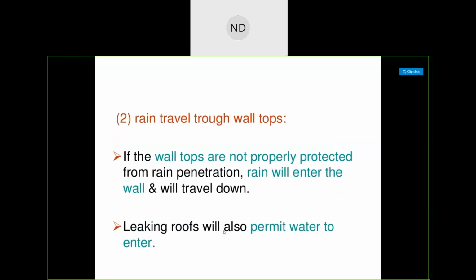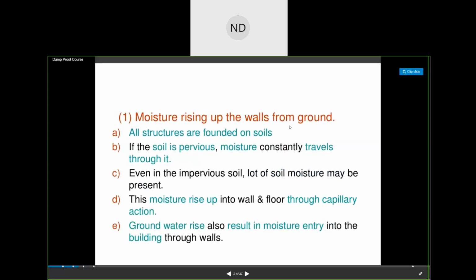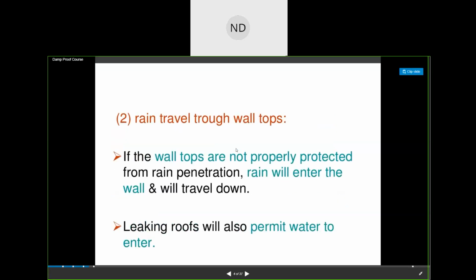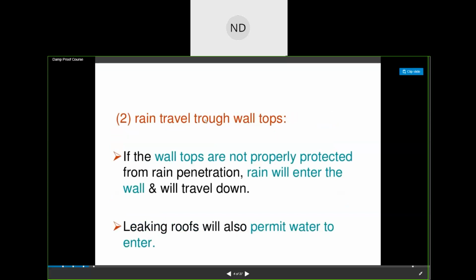Rain travel through is another reason. These are your reasons, that is how dampness may occur. So first is moisture rising up the walls from the ground because of impervious soil, etc. Another one is rain traveling through wall tops. This is your second. This is how it can make your structure damp, when rain is traveling through the wall tops.